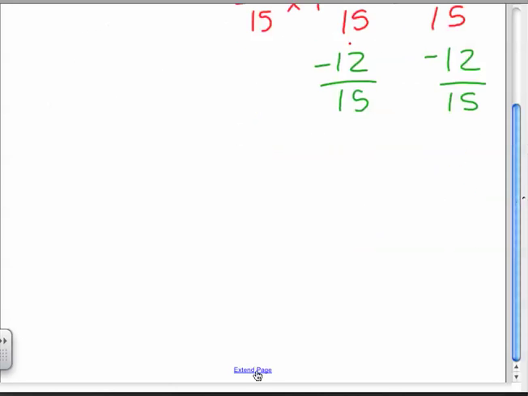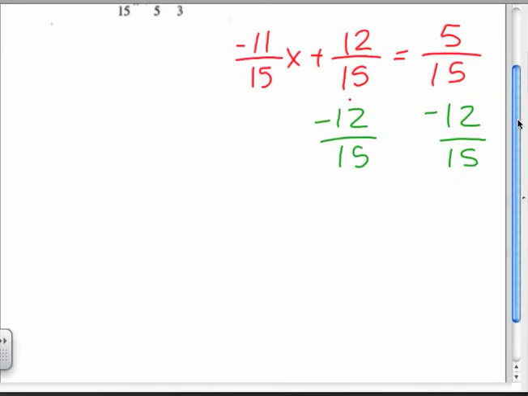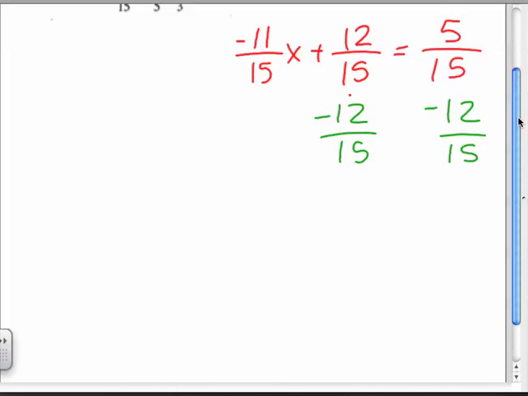Okay? Now, on the right side, what does that simplify to? Armand? Negative 7 over 15. Exactly. 5 minus 12 is negative 7 over 15. Good. And what do I have on the left side now, Kai? Negative 11 over 15x.